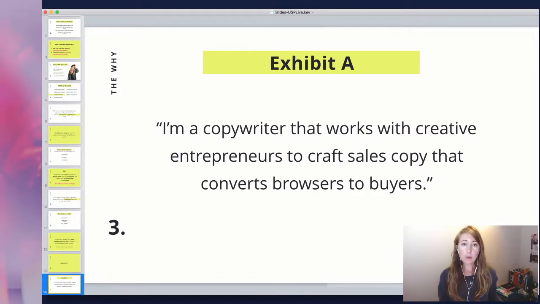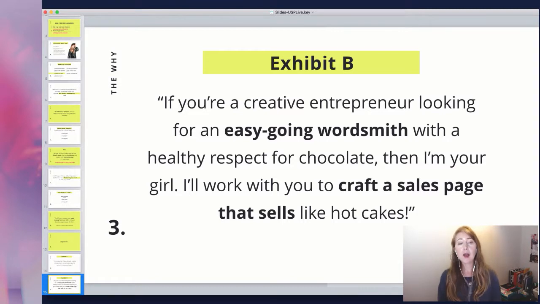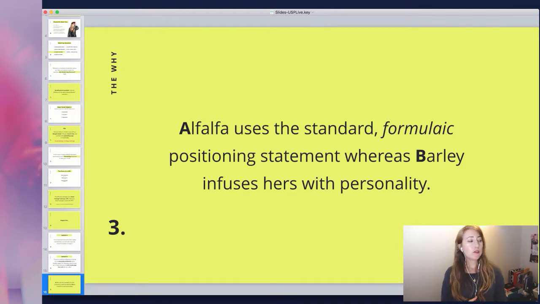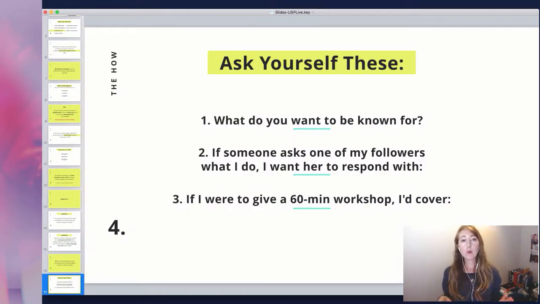But let's take a look at Barley's. So she says, hey, I'm Barley. If you're a creative entrepreneur looking for an easygoing wordsmith with a healthy respect for chocolate, then I'm your girl. I'll work with you to craft a sales page that sells like hotcakes. You can see the difference here. Alfalfa uses that standard formulaic positioning statement, whereas Barley infuses hers with personality and she gets very specific about what she does. To help you craft your own positioning statement, I want you to ask yourself these three questions.